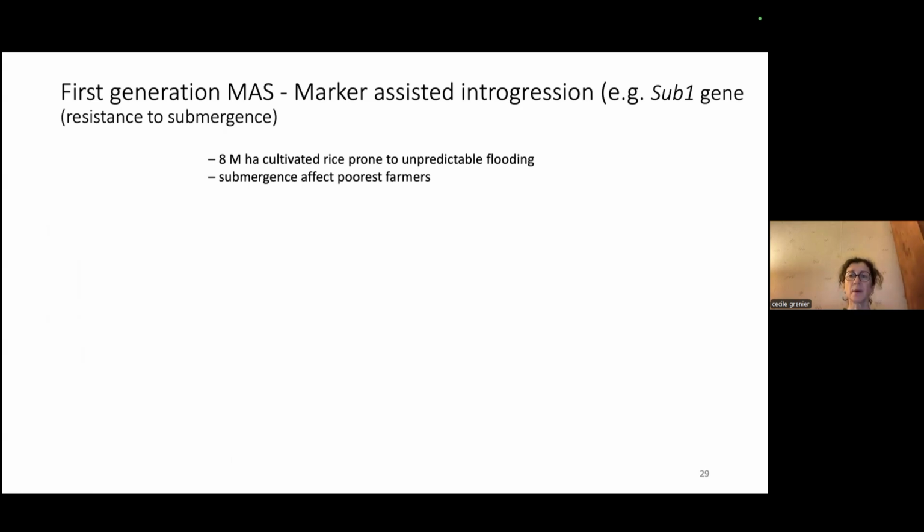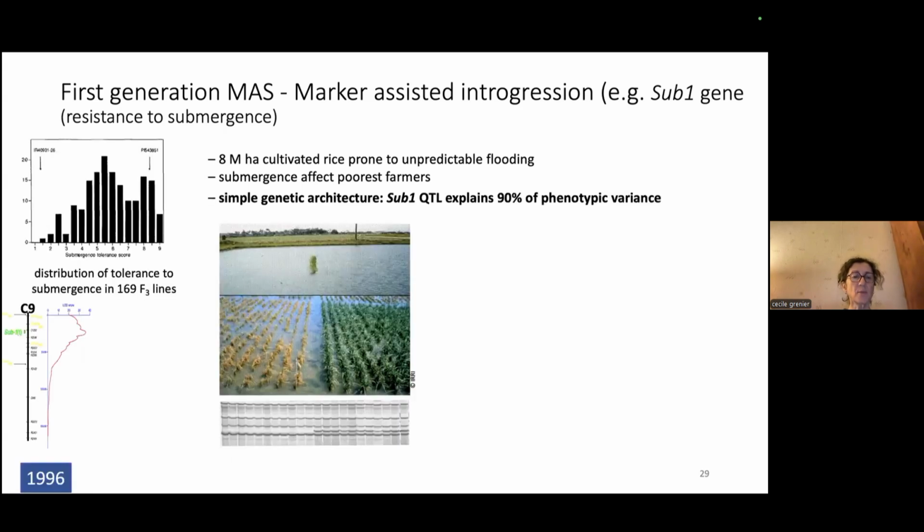This is an example with the SUB1 gene. SUB1 is a gene or QTL that was discovered in 1996 in a population segregating for the ability to sustain submergence. I don't have the parental lines here, but they are the 2 arrows on a histogram.